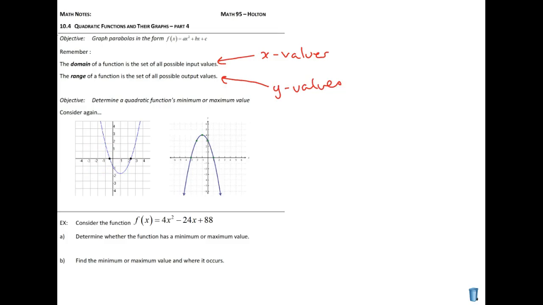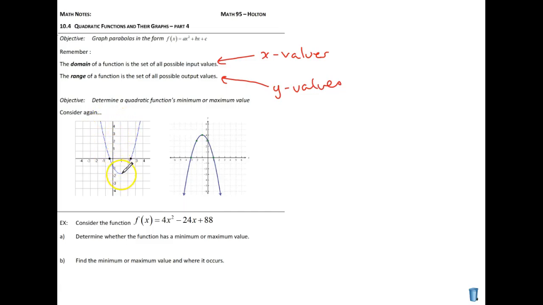When you're thinking about the domain and the range, it's sometimes helpful to think about what x values I can put in for this graph. Remember, these graphs go on forever in both of these directions. Are there any x values that you could not have? This one would keep going way up here, and this one too. So your domain for this graph is going to be all real numbers.